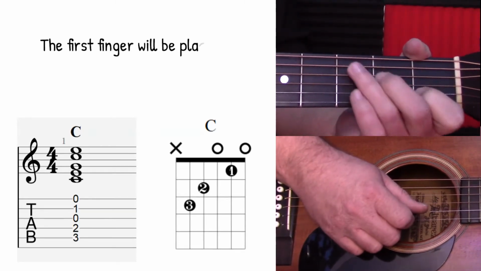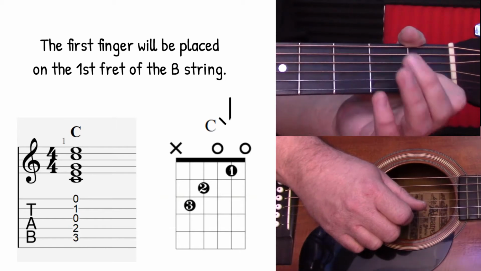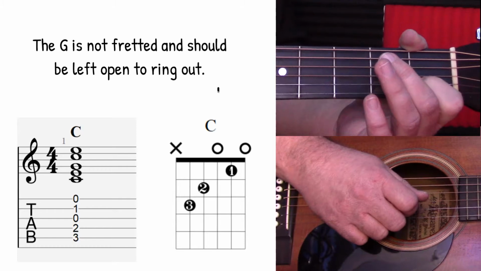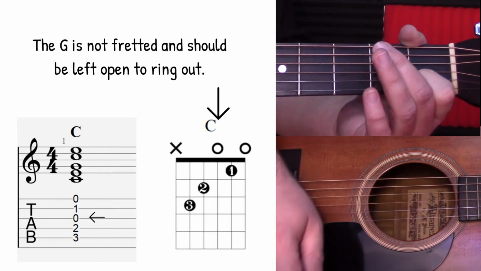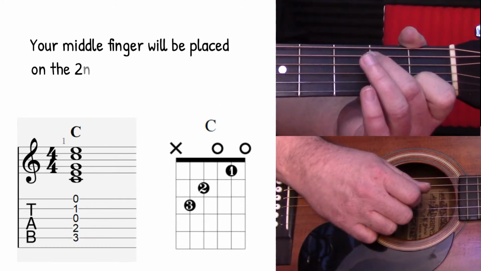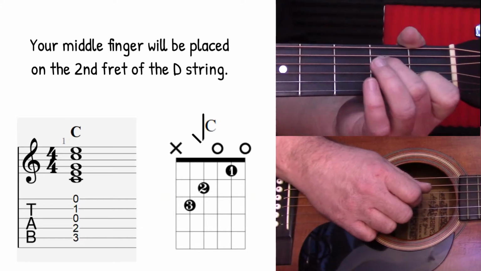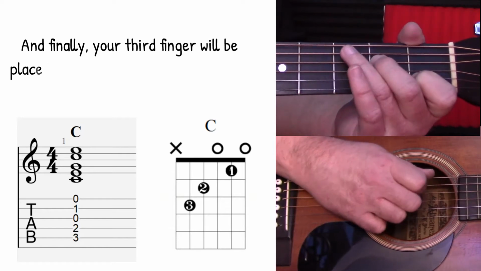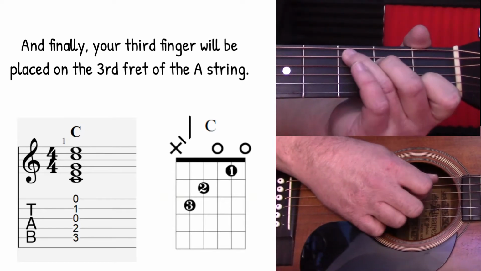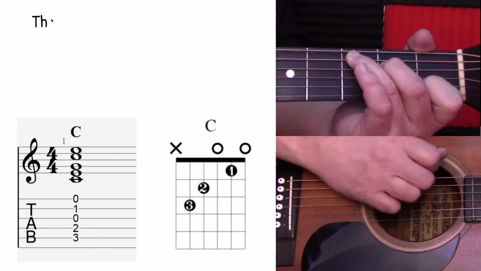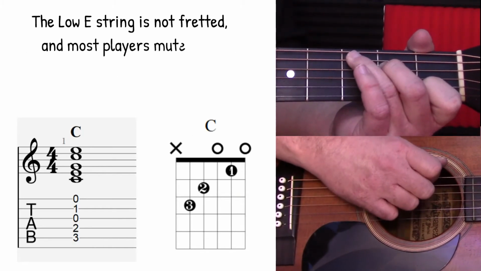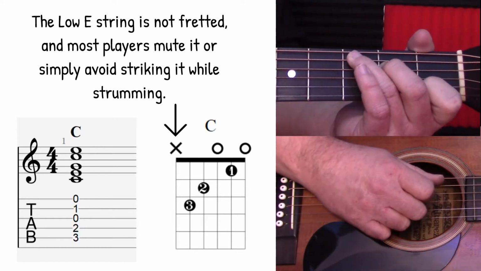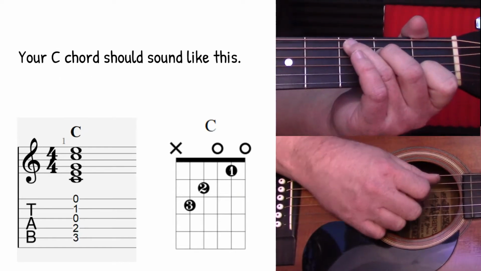The 1st finger will be placed on the 1st fret of the B string. The G is not fretted and should be left open to ring out. Your middle finger will be placed on the 2nd fret of the D string. And finally, your 3rd finger will be placed on the 3rd fret of the A string. The low E string is not fretted, and most players mute it or simply avoid striking it while strumming. Your C chord should sound like this.